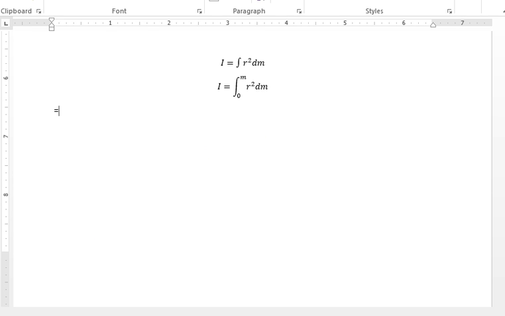And so that means our integral I is from 0 to h. We've got substitution of variables in here. M over h r squared dr.